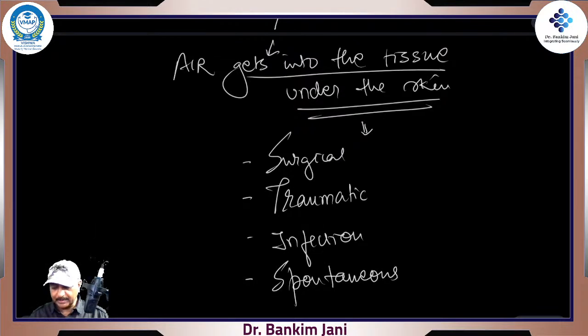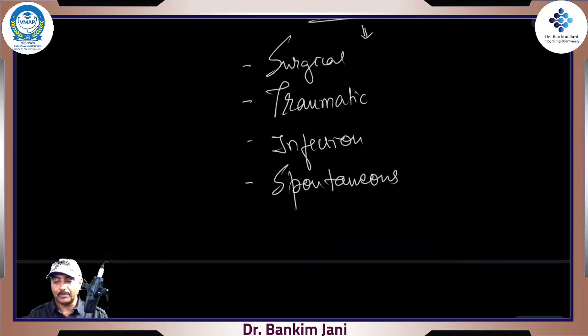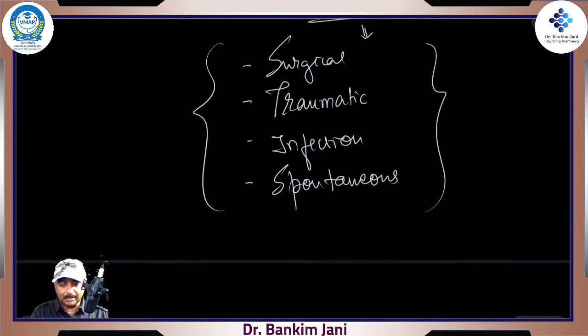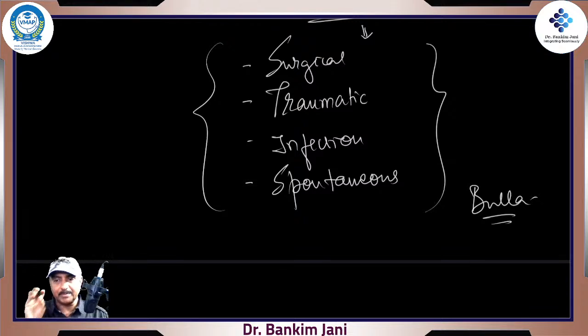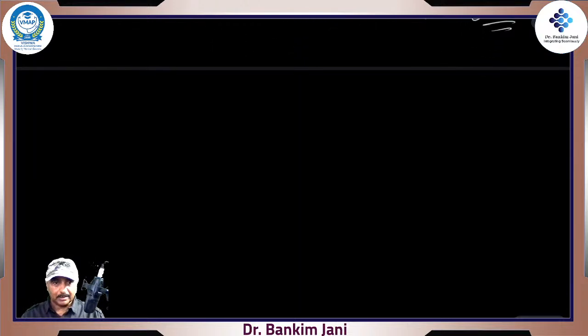That means sometimes the reason is not found. Say for example, a bulla, right? It is called the bulla. A bulla is a small opening, a small portion where the air escapes and gets trapped. We will be discussing this in detail tomorrow with pneumothorax. So this is how it can occur, right?